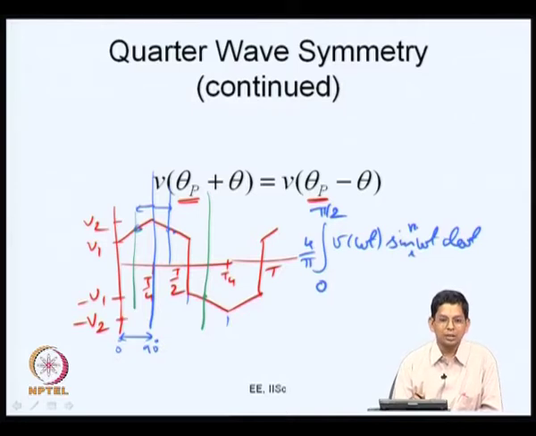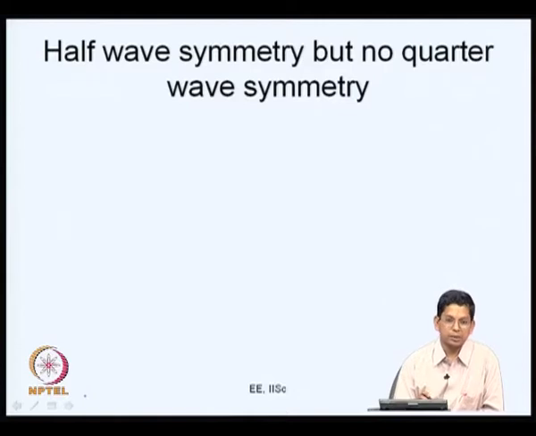So, your calculation burden reduces. That is one of the advantages that you might have with quarter wave symmetry. Then what could be the other one, what are the significances of what we have been talking about? In a waveform that lacks quarter wave symmetry, or maybe we should first look at some examples where you have half wave symmetry, but no quarter wave symmetry.